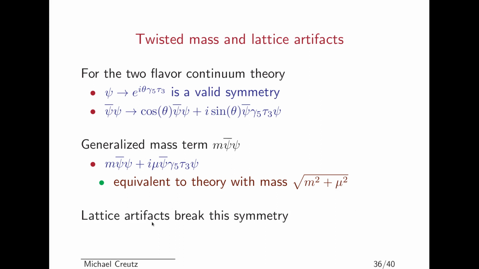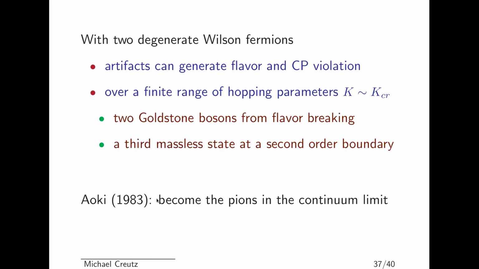Something like Wilson fermions do not keep this symmetry. And with degenerate Wilson fermions, Aoki talked about this a long time ago, they can in fact generate all kinds of weird little violations. You can get a spontaneous CP violation, you can get a flavor violation, and this can occur over a finite range of hopping parameters. Hopping parameters are the mass parameters.